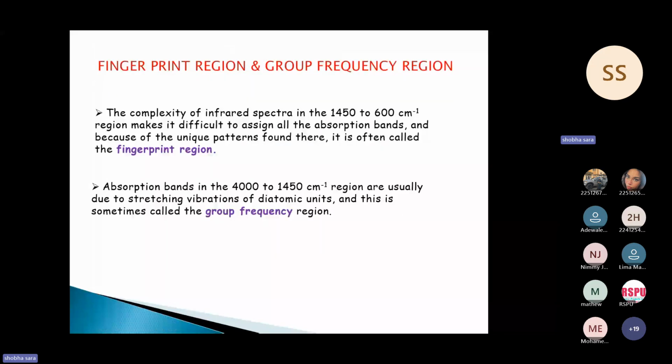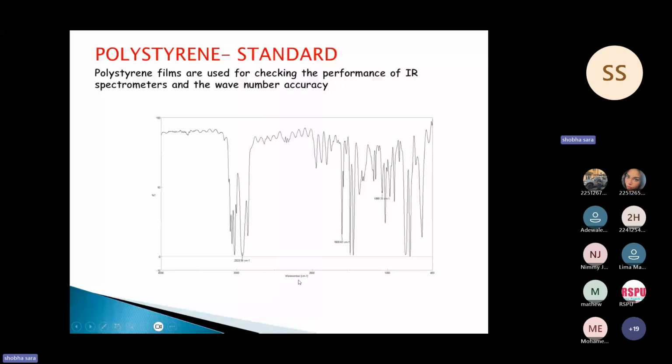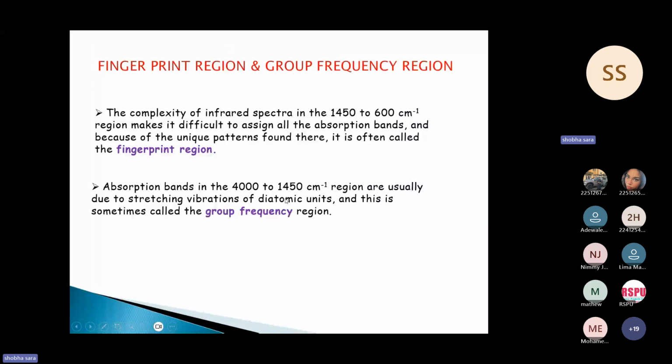Then you can see this region 4000 to 1500, and then the second region is this. This FTIR spectrum is divided into two regions. The complex one, the crowded one, is known as the fingerprint region, the region from 1450 to 600. Because most of the absorption happens there and it is complex, the unique patterns are found. As I told you, here is the fingerprint, like the unique patterns or the complex peaks appear there. That is why it is called the fingerprint region.